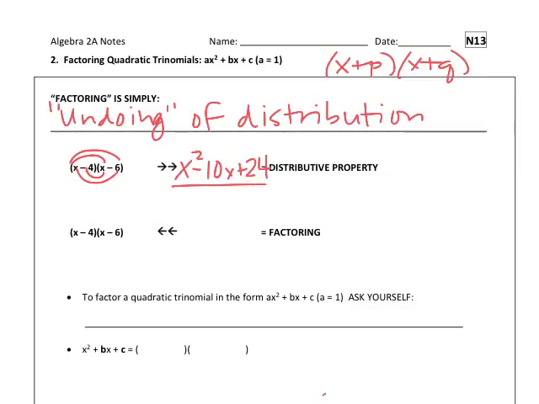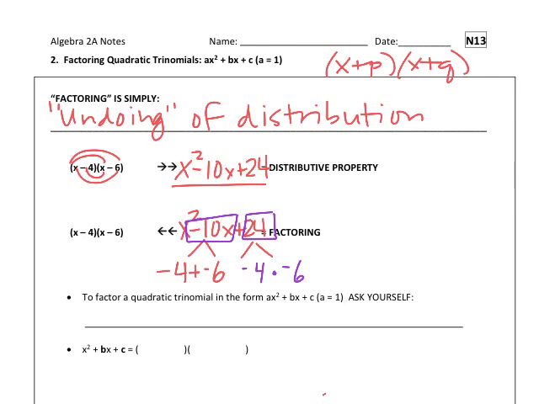Well, that was the distributive property. So factoring just means taking our trinomial and going backwards and saying, well, what two numbers add to negative 10, and what two numbers multiply to positive 24? So if I take negative 4 and negative 6, those add to negative 10. And if I take negative 4 and multiply by negative 6, that multiplies to positive 24.